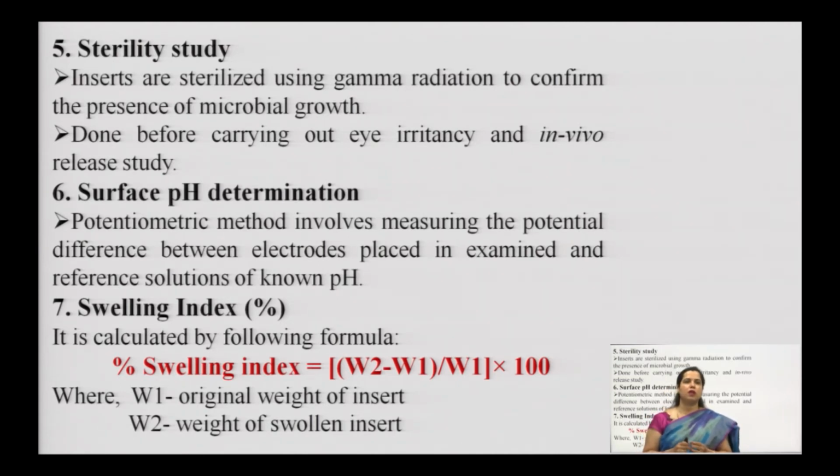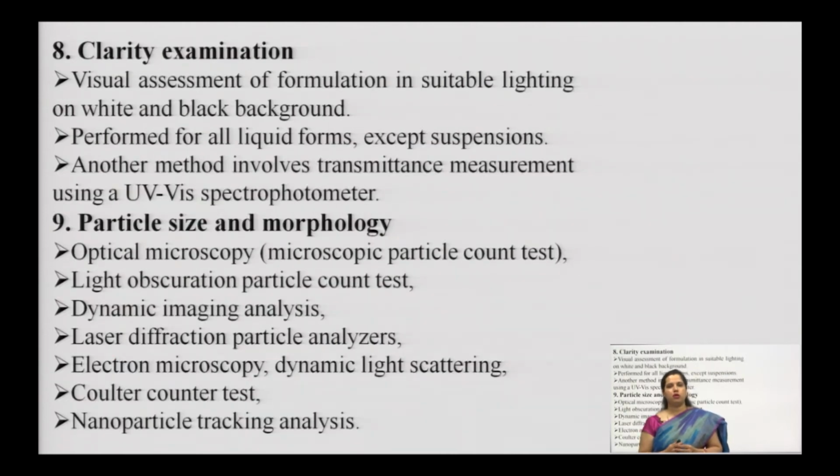So, percent swelling index can be calculated using this formula, as you can see in the slide: W2 minus W1 divided by W1 into 100. W1 and W2 represent the original weight of the insert and the weight of the swollen insert respectively. So, this is how you calculate the swelling index of the preparation.